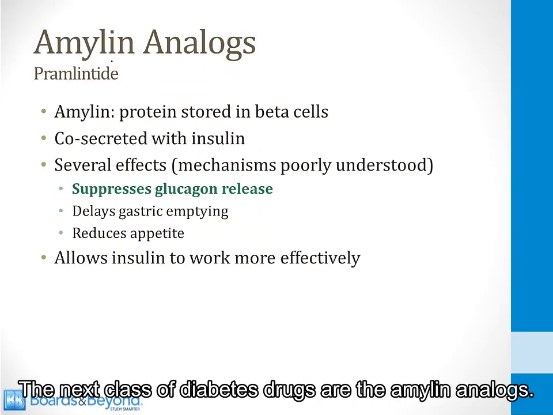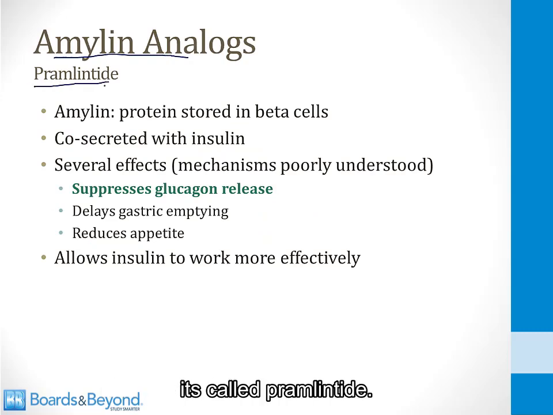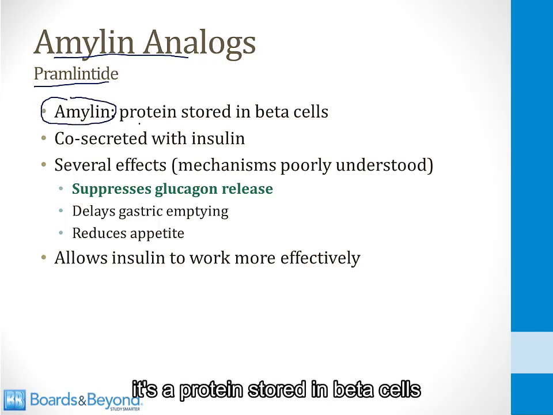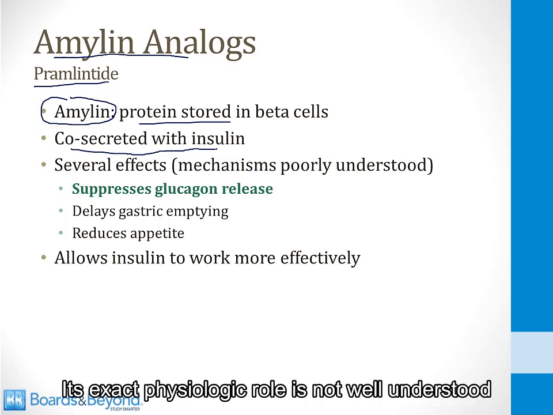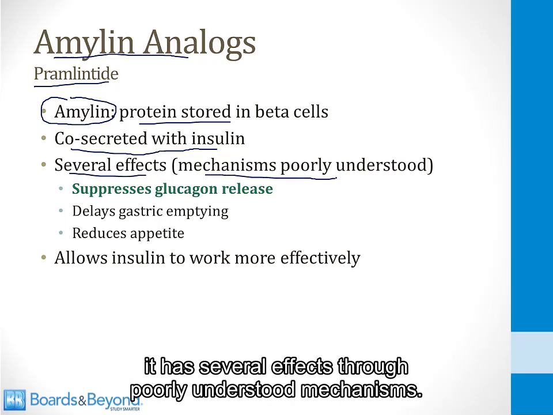The next class of diabetes drugs are the amylin analogs. There's one important drug in this class. It's called pramlintide. In the module on the endocrine pancreas, I talked about amylin. It's a protein stored in beta cells that is co-secreted with insulin. Its exact physiologic role is not well understood, but when you administer an amylin analog like pramlintide, it has several effects through poorly understood mechanisms.